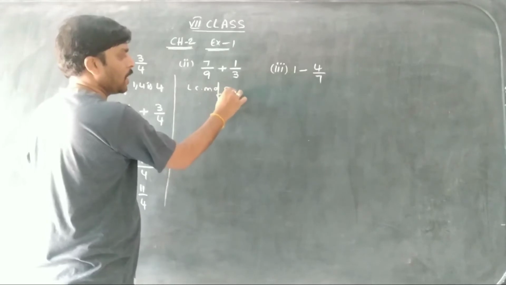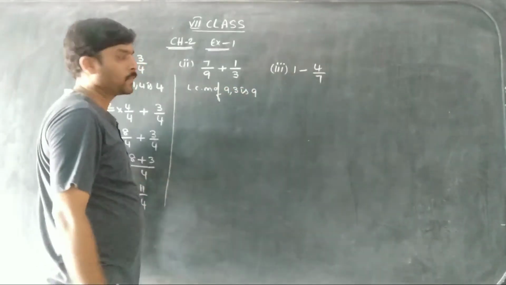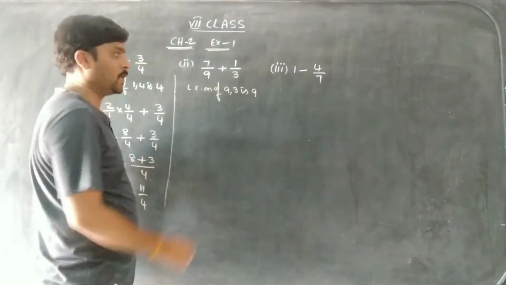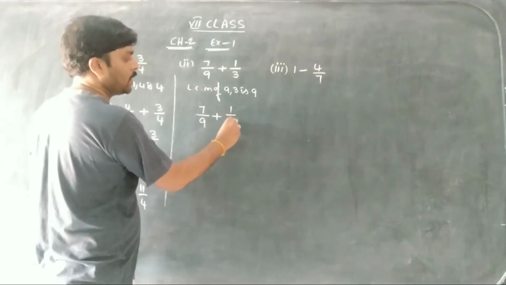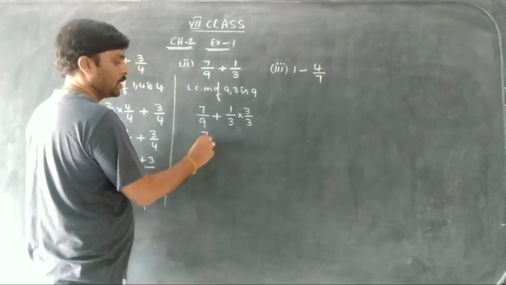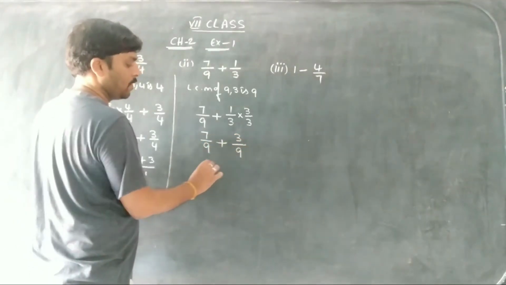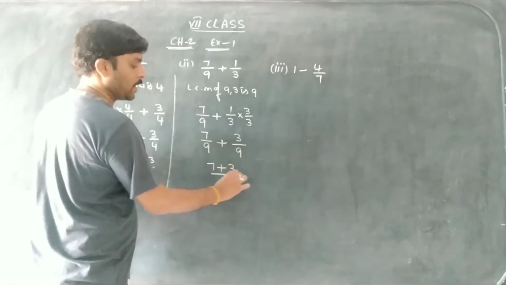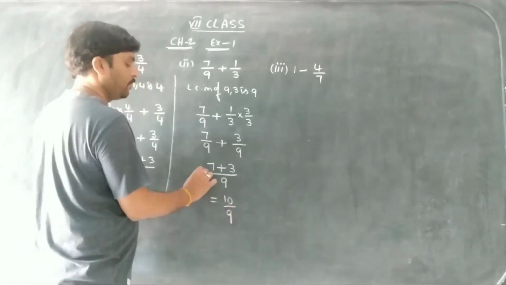Here LCM of 9 comma 3. 3 3s are 9. So LCM is 9. Now make the equal denominators. That is 7 by 9 plus 1 by 3. Make 3 equal to 9 by multiplying with 3 by 3. So 7 by 9 plus 3 1s are 3, 3 3s are 9. 7 plus 3 by 9. 7 plus 3 value 10. 10 by 9.